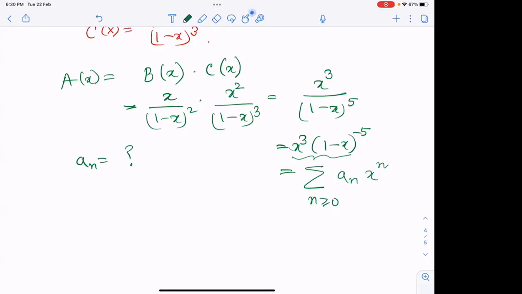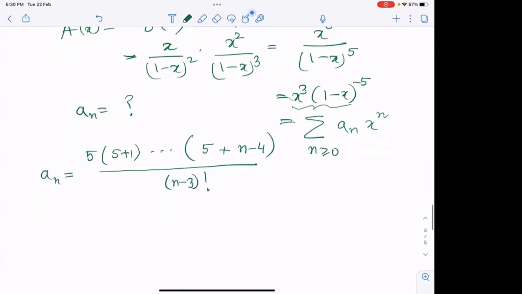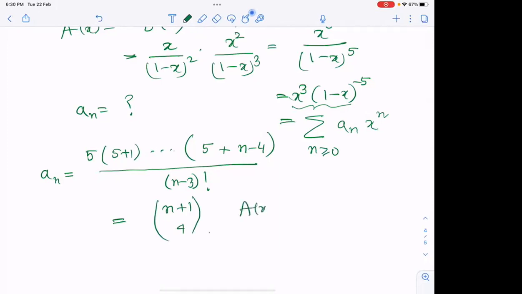Right? Is there any doubt? Okay, so what is that coefficient? It is 5 plus 1. Let's use the binomial coefficient for negative exponent. So up to n minus 3, so we'll go to n minus 4 and then n minus 3 factorial. So that's the value of a_n. But what is that value? n plus 1 choose 4. That means your a(x) in its very nice closed form is just the sum of n plus 1 choose 4 x power n.